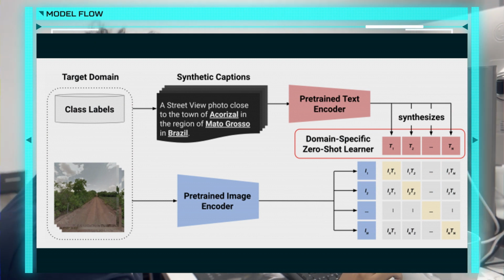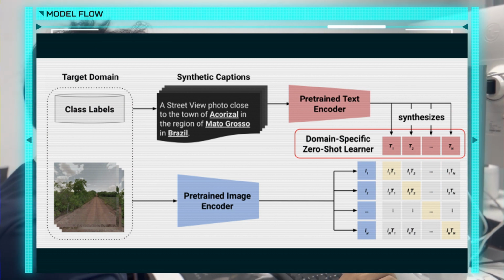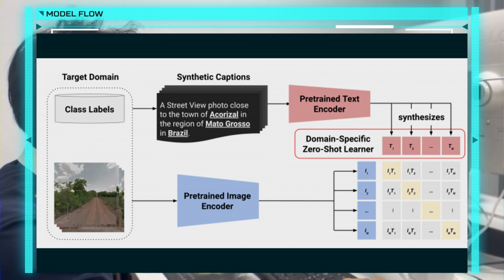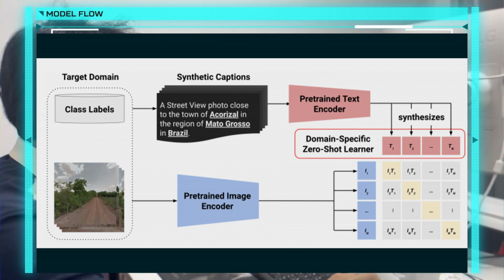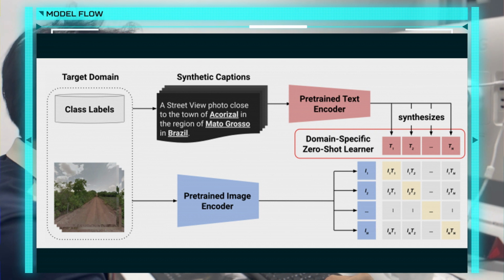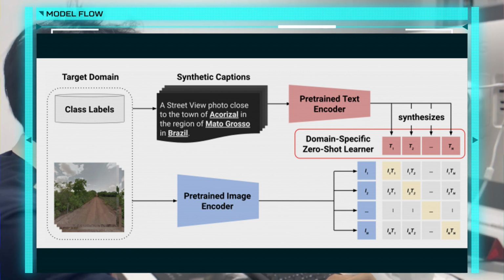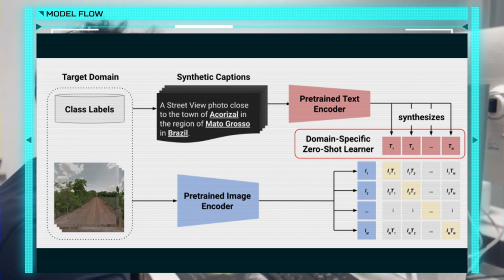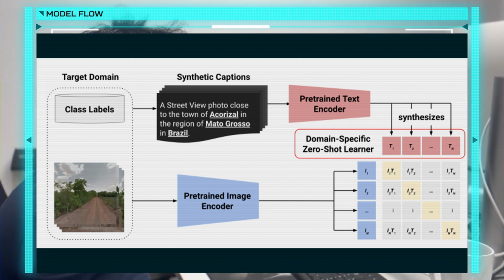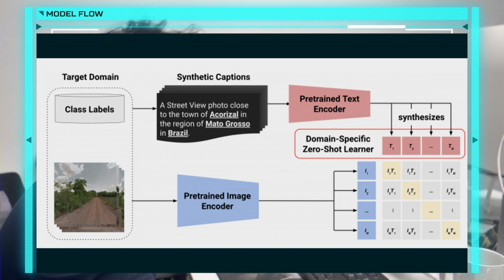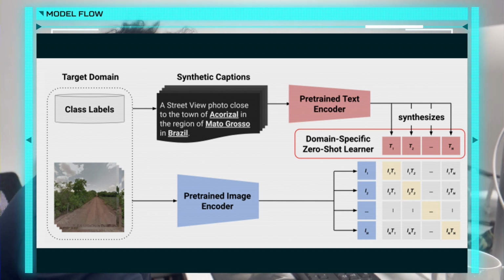Next, the synthetic image caption and the image will be passed through the text encoder and image encoder respectively to get their embeddings. Finally, they will calculate the similarity score between the image embedding and text embedding and try to maximize the similarity score if the text and the image match with each other, and try to minimize it if not.